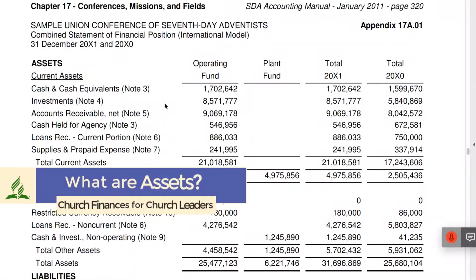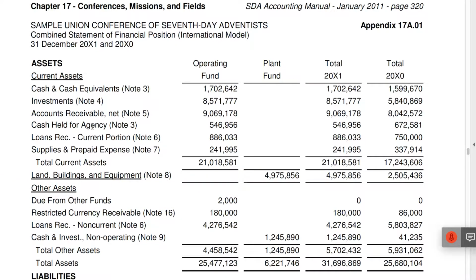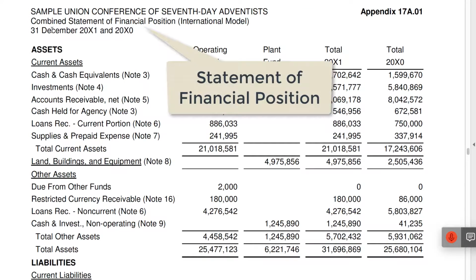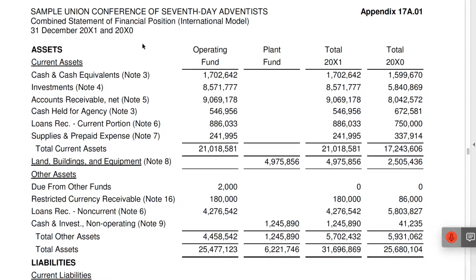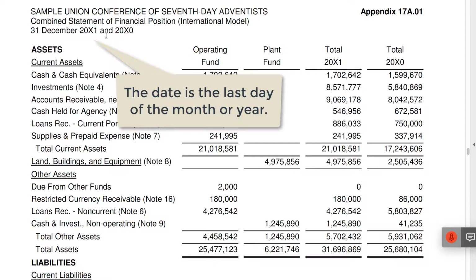Our little talk today is about the balance sheet. The first thing you notice on the balance sheet is the official name, the statement of financial position. You old folks may still refer to it as the balance sheet. The date is as of the last day of your month or the year.